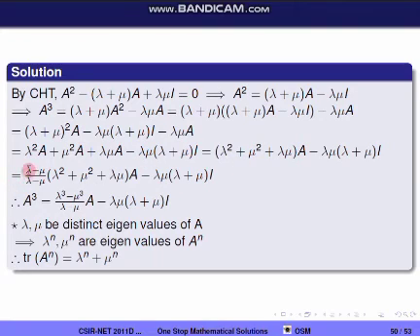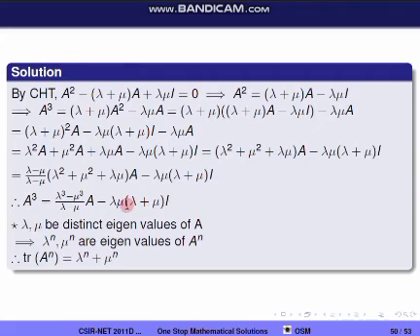So this is equal to (λ − μ) divided by (λ − μ) into (λ² + μ²) plus λμ into A minus λμ into (λ + μ) into I. So (λ − μ) into (λ² + μ² + λμ) is λ³ − μ³. So replace that. So we'll get A³ is equal to (λ³ − μ³) by (λ − μ) into A minus λμ into (λ + μ) into I.